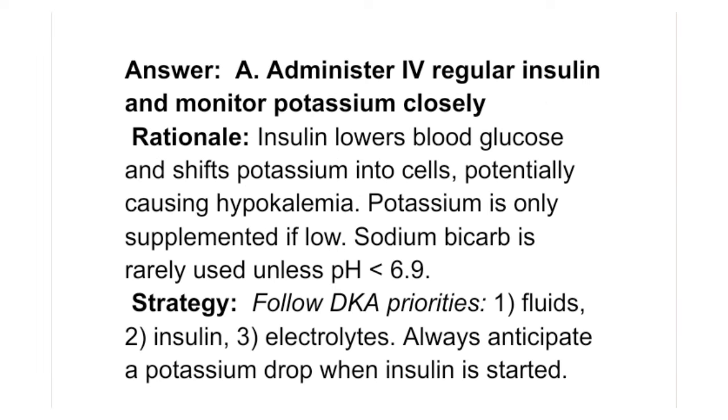Answer, A. Administer IV regular insulin and monitor potassium closely. Rationale: insulin lowers blood glucose and shifts potassium into cells, potentially causing hypokalemia. Potassium is only supplemented if low. Sodium bicarb is rarely used unless pH is less than 6.9. Strategy: follow DKA priorities: 1. Fluids, 2. Insulin, 3. Electrolytes. Always anticipate a potassium drop when insulin is started.